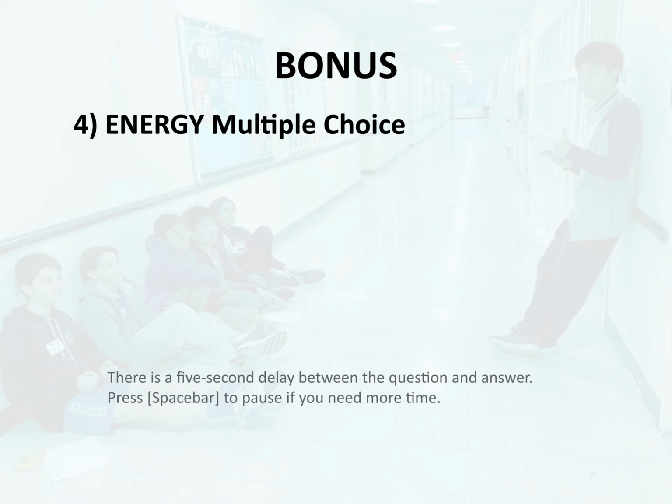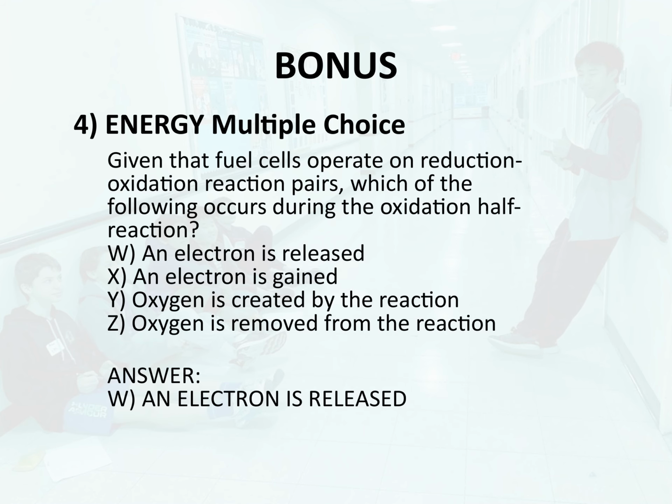Bonus 4. Energy. Multiple choice. Given that fuel cells operate on reduction-oxidation reaction pairs, which of the following occurs during the oxidation half reaction? W. An electron is released, X. An electron is gained, Y. Oxygen is created by the reaction, Z. Oxygen is removed from the reaction. Answer: W. An electron is released.